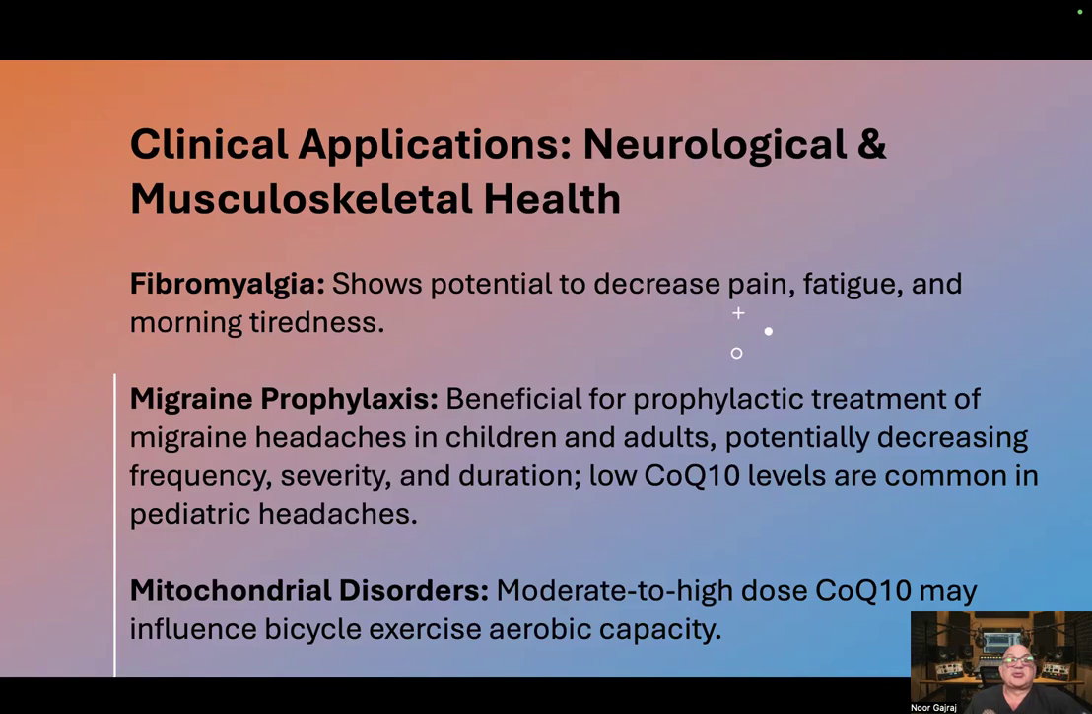Neurological and musculoskeletal health. Fibromyalgia: it shows potential to decrease pain, fatigue, and morning stiffness. Migraine prophylaxis: it is beneficial for prophylactic treatment of migraine headaches in children and adults, potentially decreasing frequency, severity, and duration. Low CoQ10 levels are common in pediatric headaches. Mitochondrial disorders: moderate to high dose CoQ10 may influence exercise aerobic capacity.